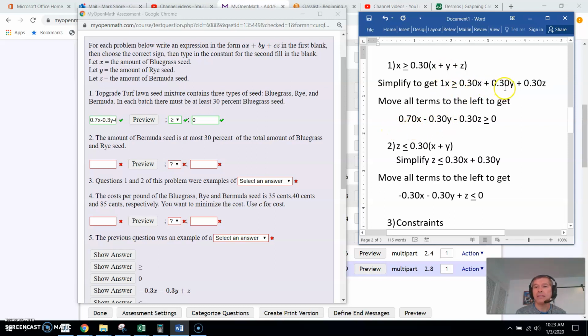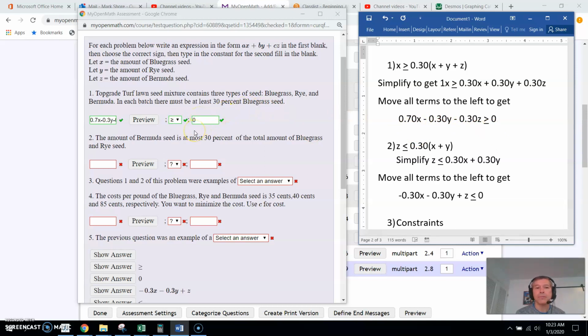And each of these gets subtracted and moved over. So that's negative 0.30y, and this gets moved over, negative 0.30z, and there's nothing left on the right-hand side because we moved everything over to the left. And what do you have here? Just a 0. So you type this in on the left-hand side exactly like this. You choose the greater than or equal to sign, and then the third area right here, you just type in 0.